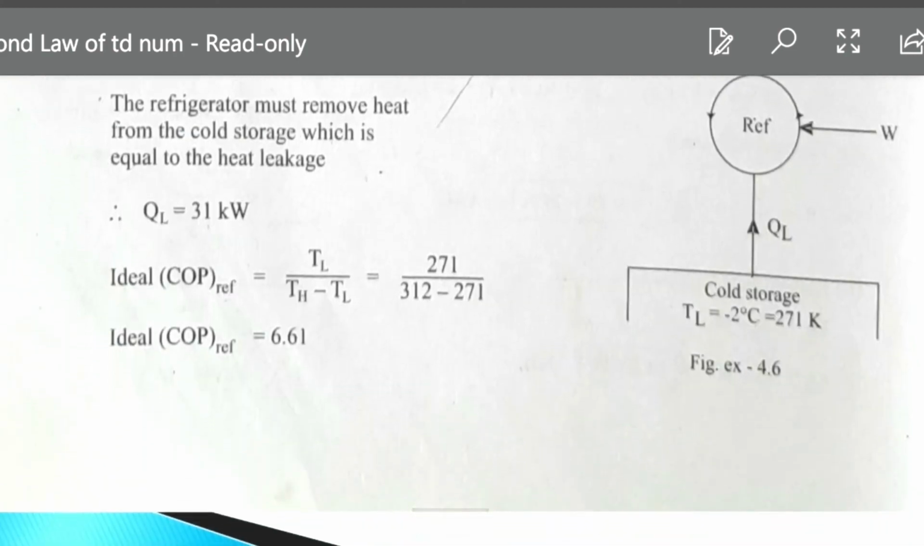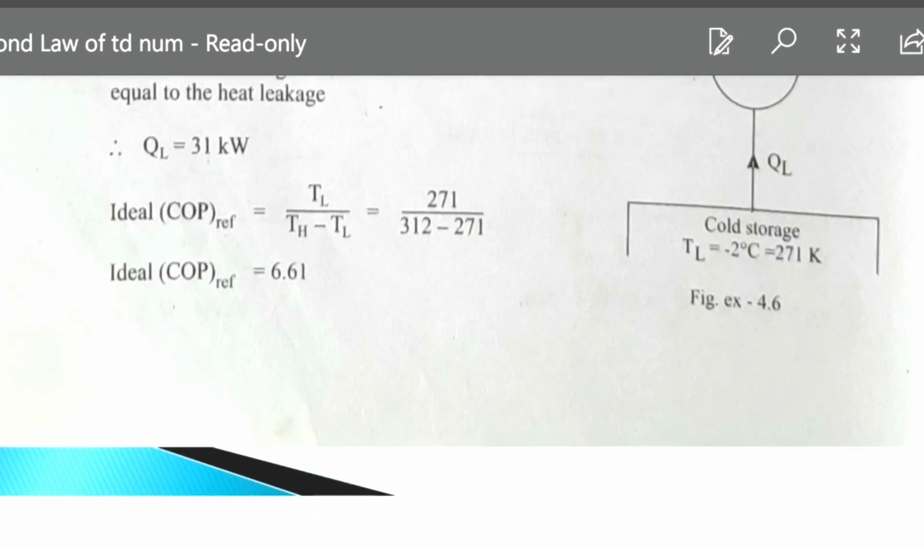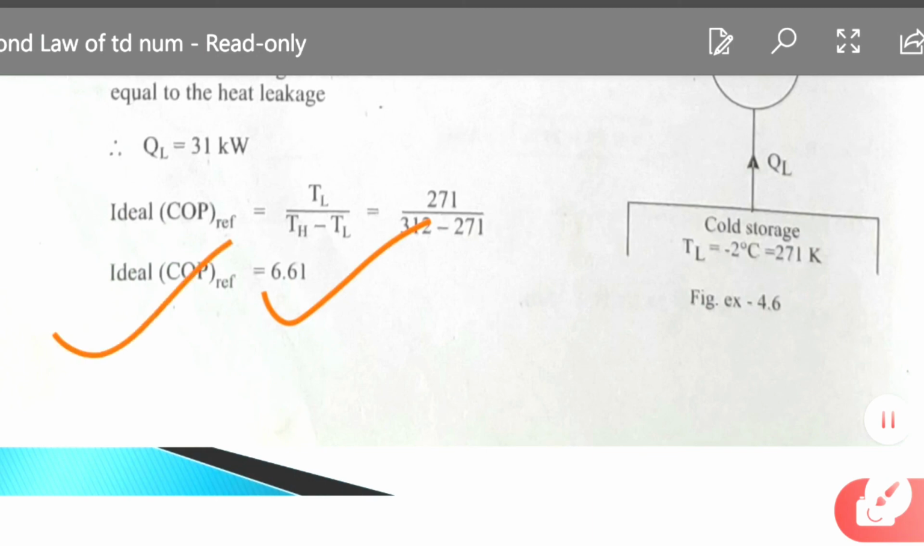Now ideal COP of refrigerator equal to TL upon TH minus TL. Okay, so value of TL is 271 and value of TH is 312. So the ideal COP of refrigerator will be equal to 6.61. This is ideal COP of refrigerator.